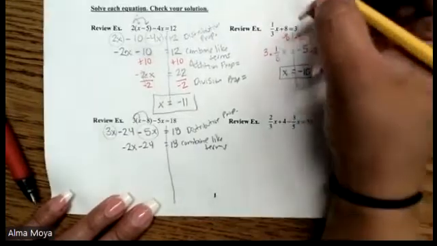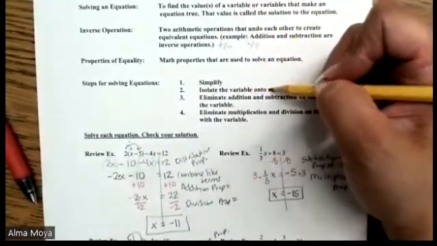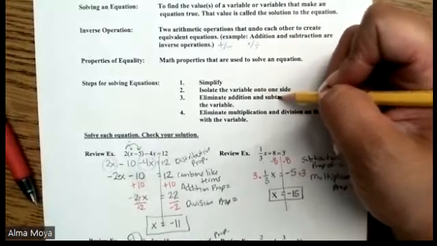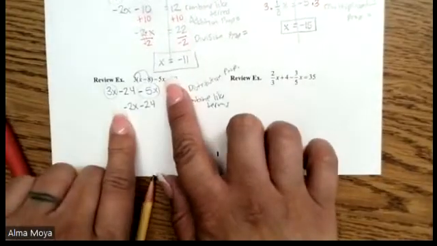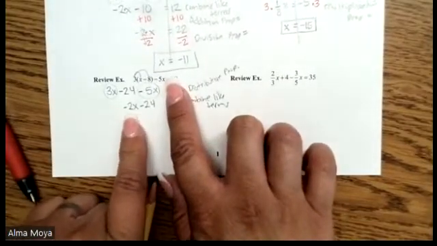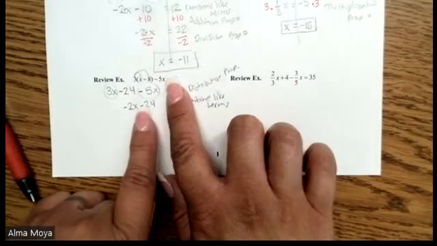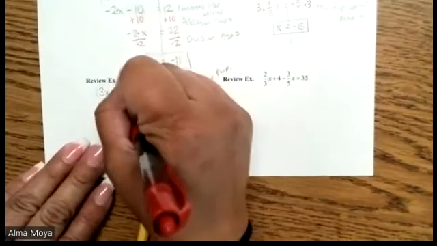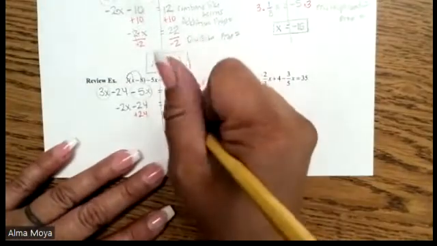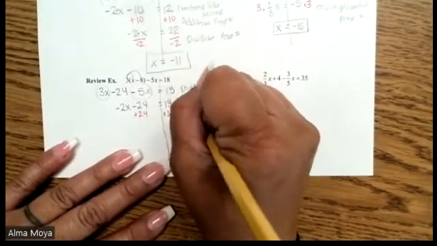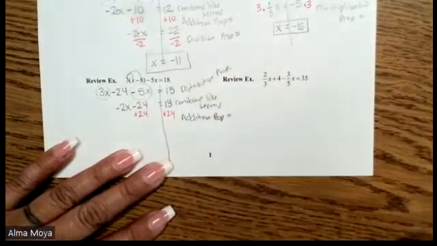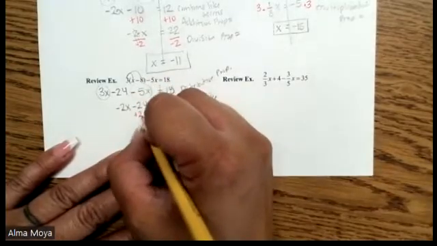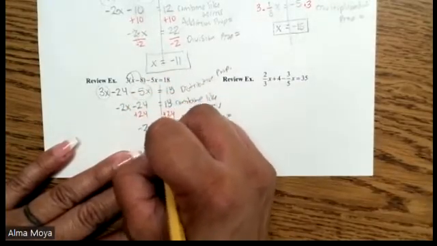Now I'm going to start solving. So I went ahead and isolated the variable onto one side. I'm going to eliminate any addition or subtraction on the side of the variable. The variable's on the left side. That says negative 2 times x, and that says minus 24. So the opposite of minus 24 is add 24. And because you are adding, that is called the addition property of equality.